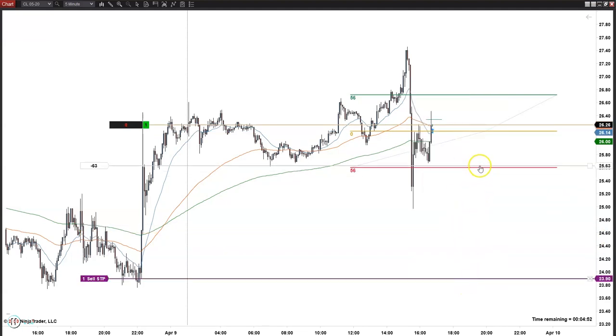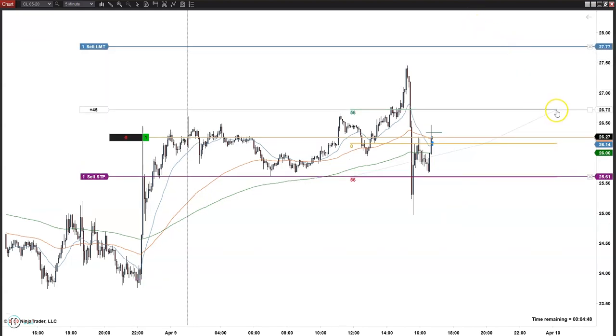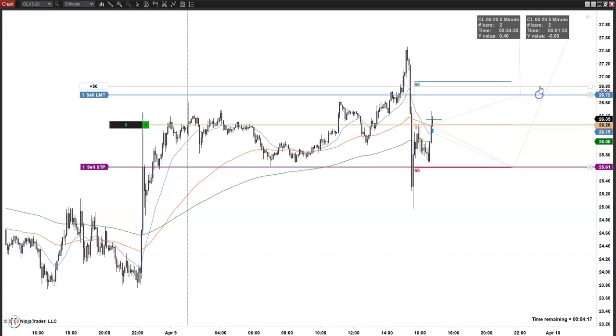Stop goes underneath the swing. Target, the mid of the range. Okay, so take profit and stop loss are intact. 46 points here. Just want to make sure that everything is on the right side. Why does it say here, let me see, just want to make sure. Oh, there you go, got it.